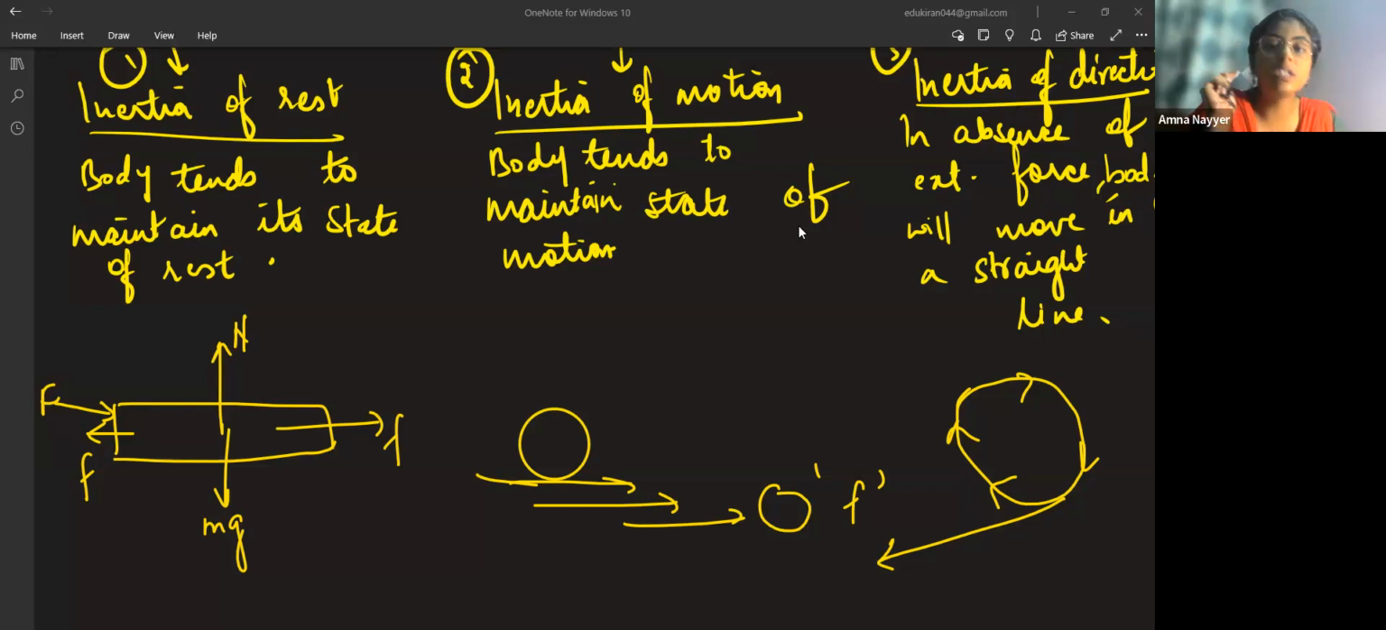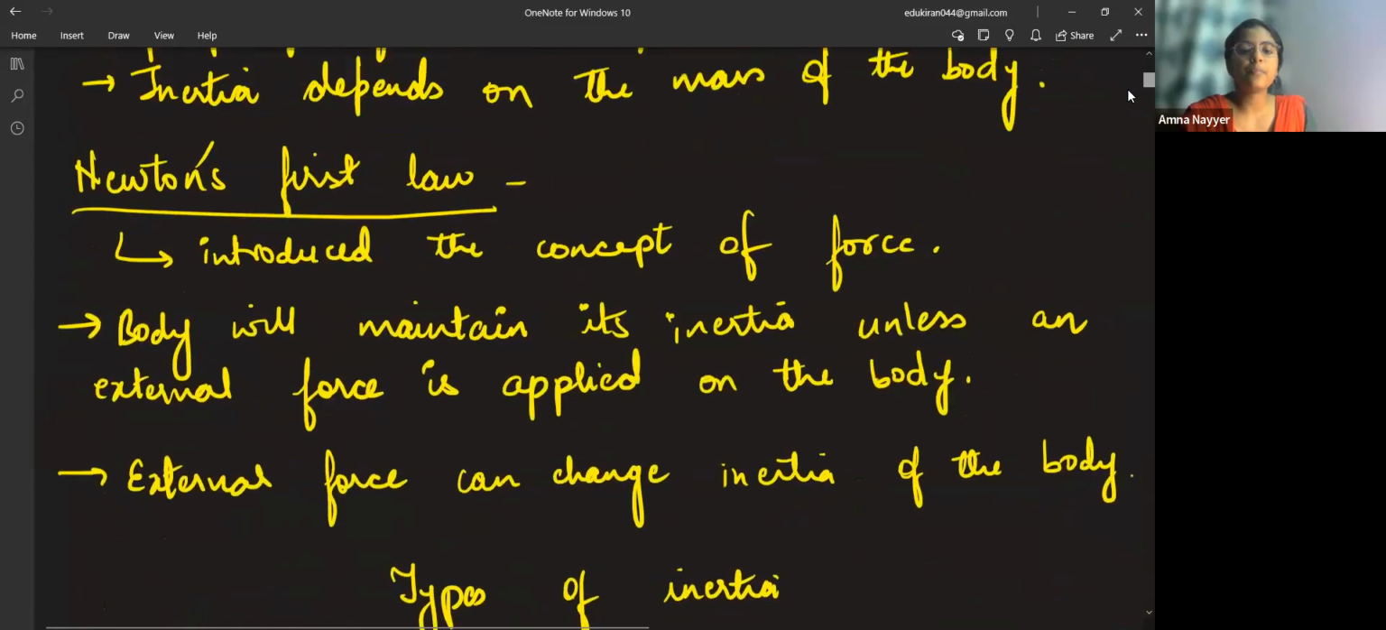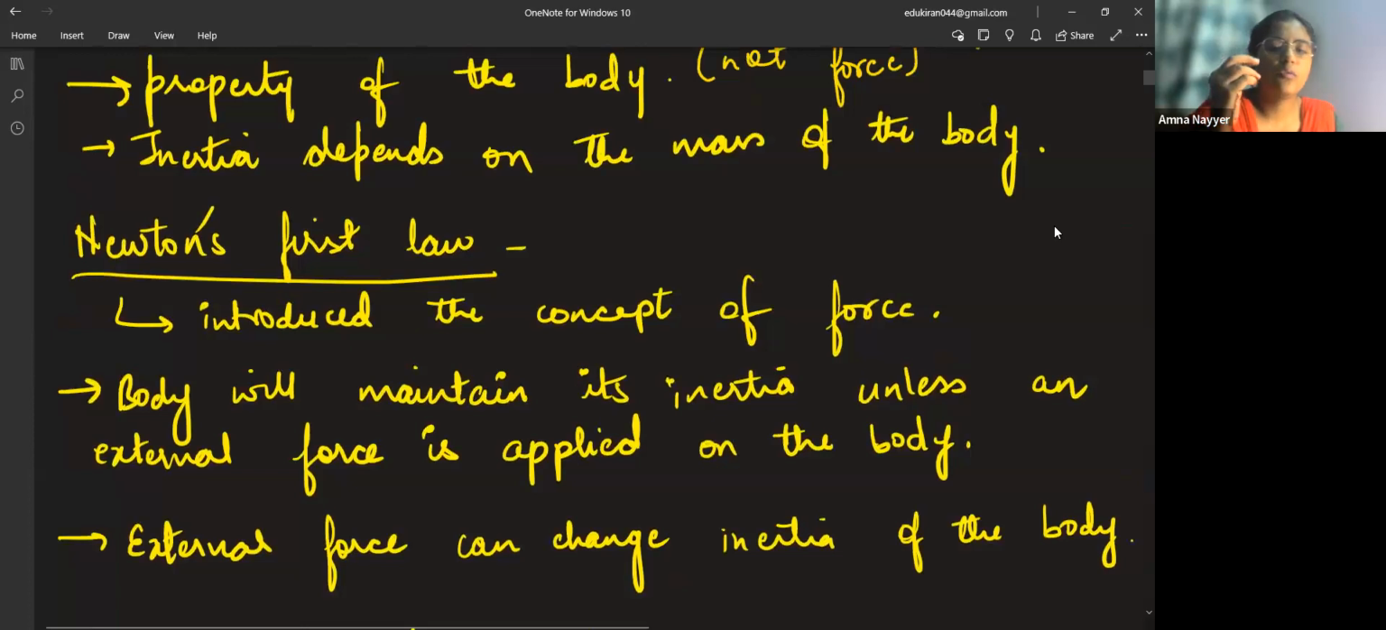Coming back to Newton's law. Newton's law says the same thing. Whatever is the body's state, the state can be three. It can be at rest. It can be in motion. It can be in a particular direction. That is what is meant by the state. When we say state of a body, state means this only.